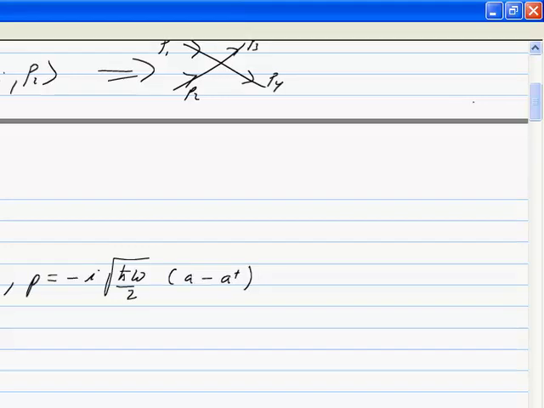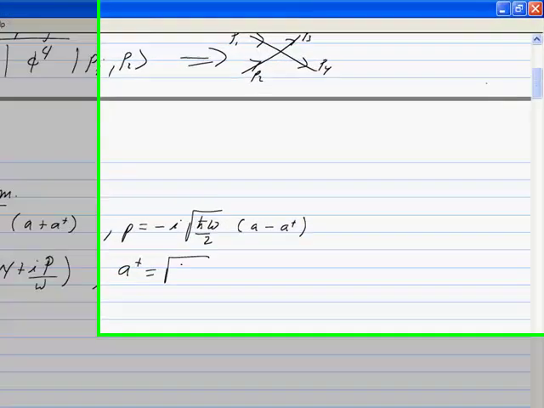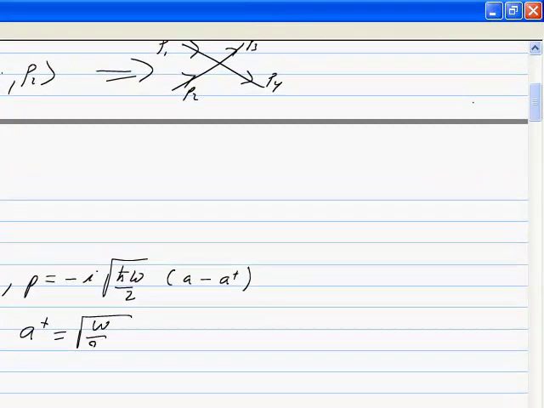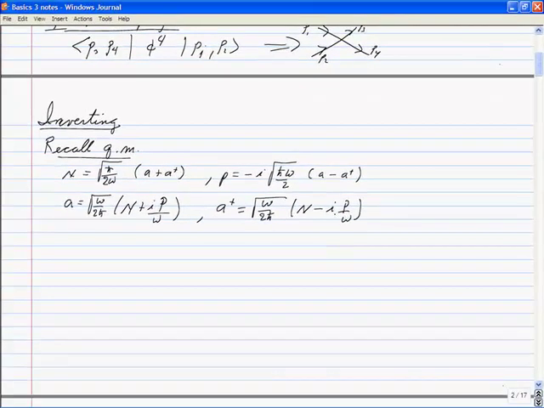Okay, and the inverse of that is a is the square root of omega over 2 h bar x plus I p over omega, and a dagger is square root of omega over 2 h bar x minus I p over omega.